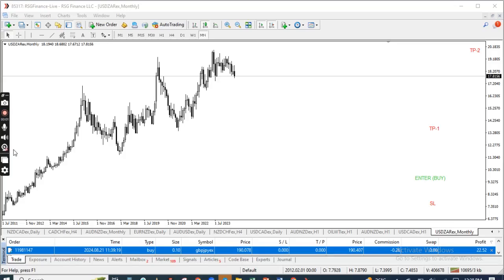Okay, so we're going to be doing analysis today on the USD South African Rand. As you can see here, this is from the monthly time frame. I find this particular currency pair very interesting, and I'm going to be giving us a brief analysis on it.